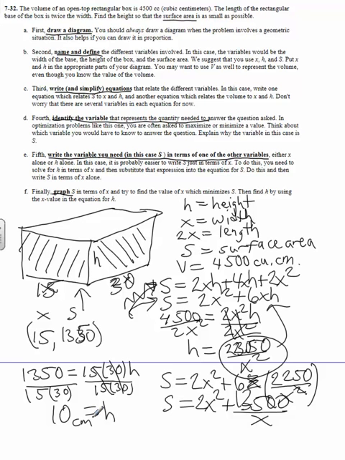So, did we answer the question? Find the height so that the surface area is as small as possible. Our minimum surface area was 1,350 square centimeters, and at that surface area, our height is 10 centimeters. So at the height of 10 centimeters, we have the smallest surface area possible.